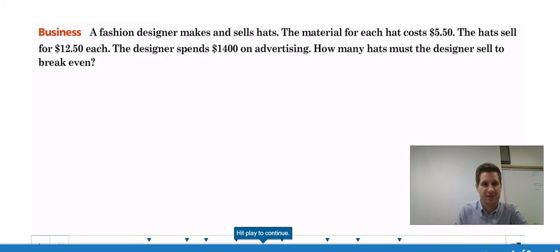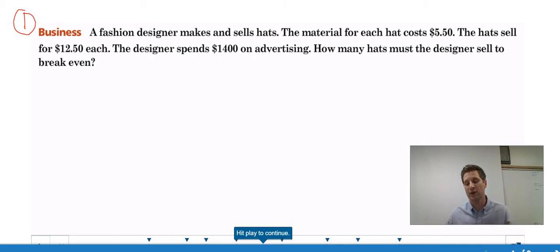Okay, so here's our first example. Go ahead and write this all the way out. It says a fashion designer makes and sells hats. The material for each hat costs $5.50. The hat sells for $12.50. And the designer spends $1,400 on advertising. How many hats must the designer sell to break even?